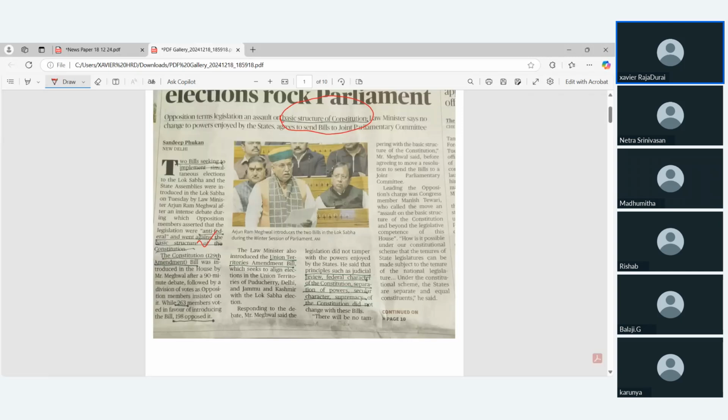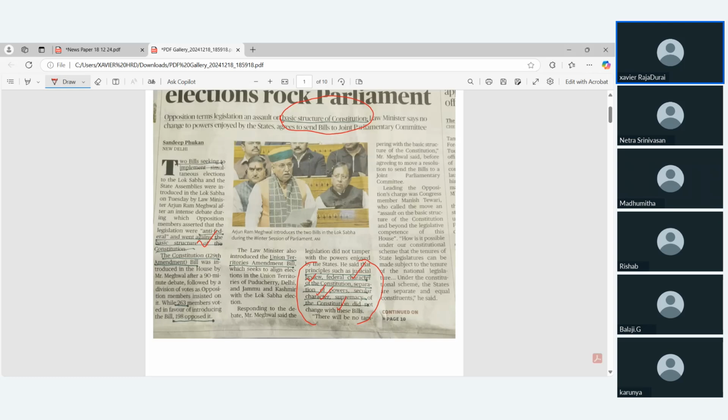See here, the principles are the judicial review, federal character of the constitution, separation of power, secular character, supremacy of the constitution; these did not change with these bills. The ruling government is saying that we did not touch this area. But anyhow, once the bill is passed and gets the assent from the president, it will be reviewed by the Supreme Court.